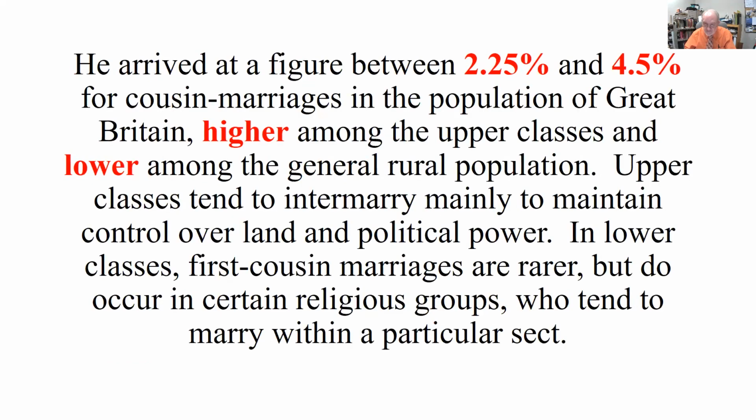He arrived at a figure between 2.25% and 4.5% for cousin marriages in the population of Great Britain, higher among the upper classes and lower among the general rural population. Upper classes tend to intermarry mainly to maintain control over land and political power. In lower classes, first cousin marriages are rarer, but do occur in certain religious groups who tend to marry within a particular sect.